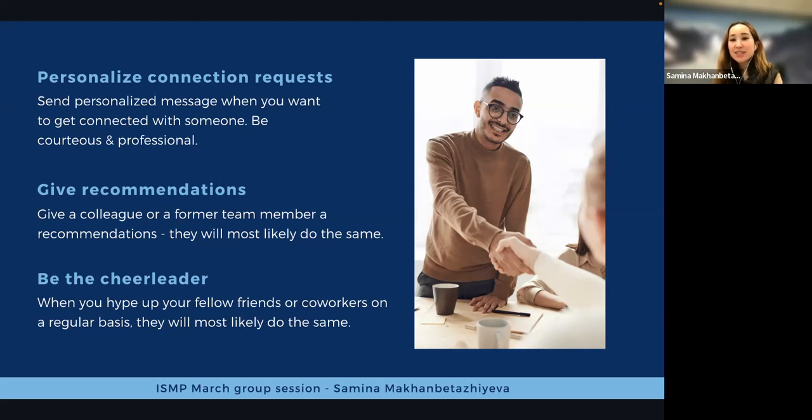Give recommendations. Just as much as you want recommendations, everyone else on LinkedIn who cares about their social media persona and personal brand wants recommendations too, and they would appreciate it. If you give them to your former team members or colleagues, they will most likely do the same to you. It will increase the professional bond, and it would also add value to your profile.